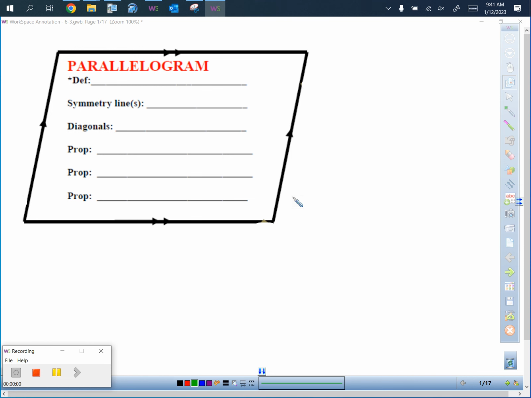Let's start with the definition. What is the definition of a parallelogram? Two pairs of parallel sides. So you can pause the video if you need to write this down.